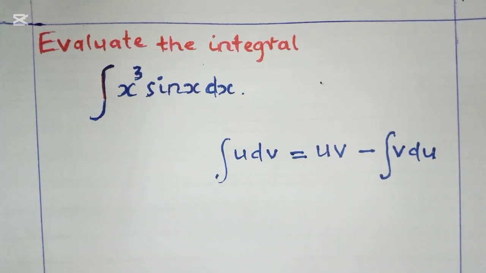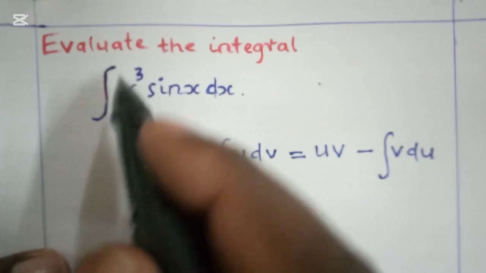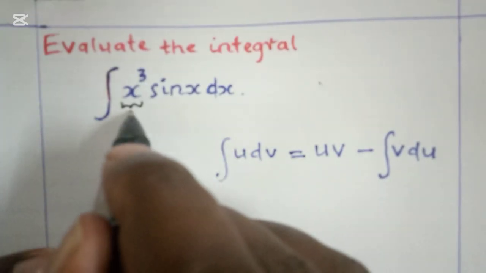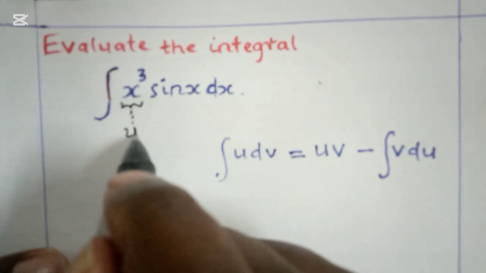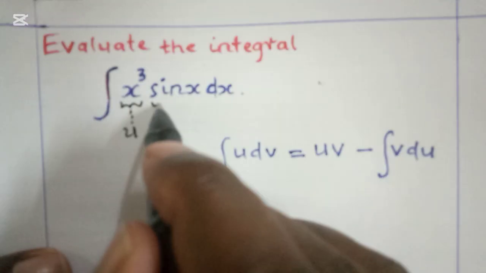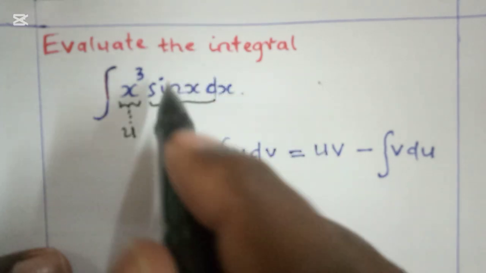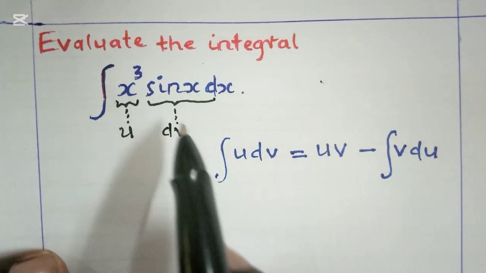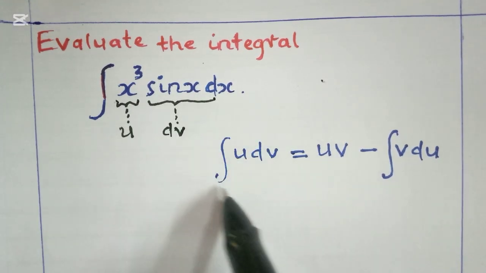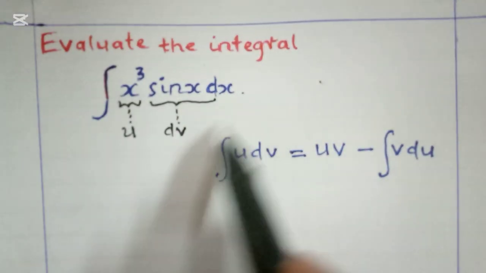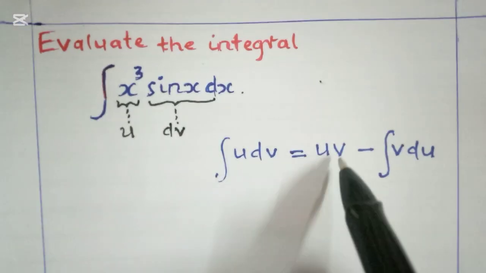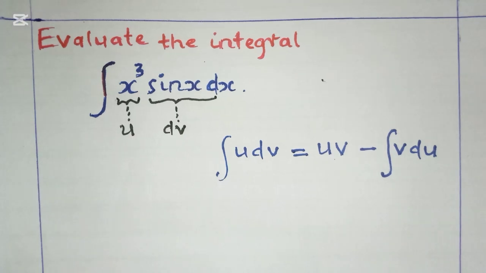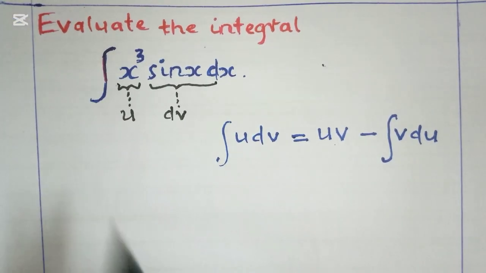And so guys, we come here and select. We say x cubed, we give it u, and then sine x dx, we give it dv. And now guys, as you can see, this is our first term. This one equals that. And so what we are now going to look for is uv and then minus the integral of v du.